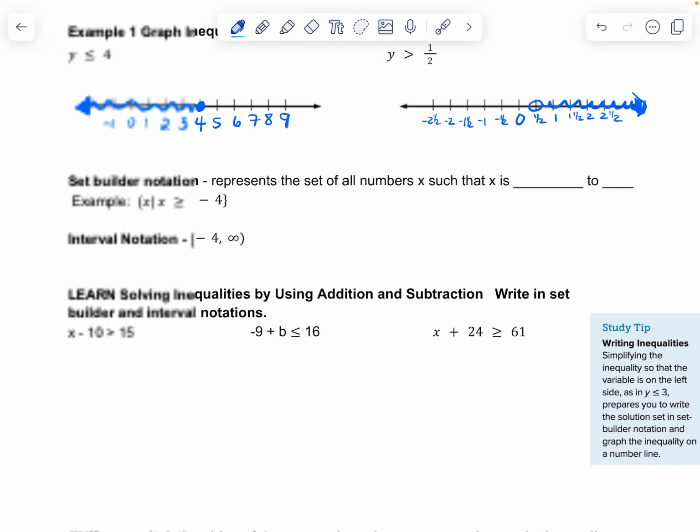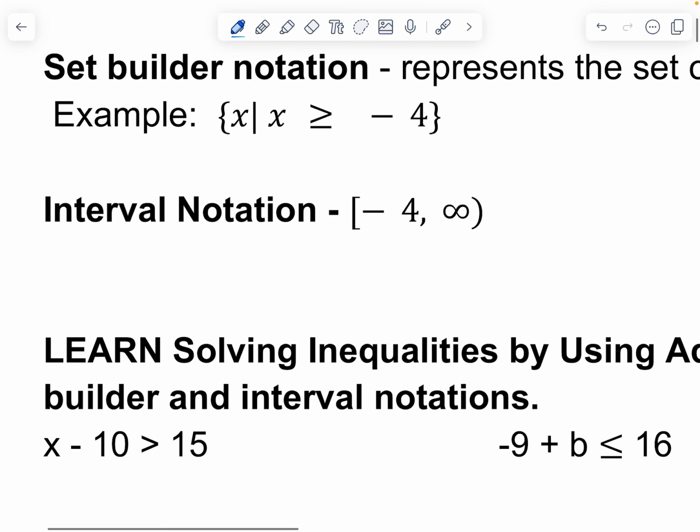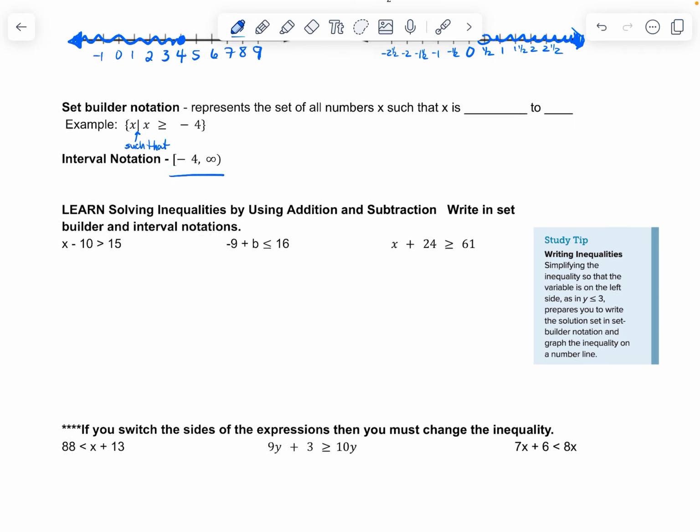Okay, so set builder notation. It represents the set of all numbers such that x is blank to blank. So if I'm looking at an example, this bar right here means such that. So you do your braces, you do x such that x is greater than or equal to negative 4. Now we learned in the other chapter to write it in interval notation like this. The smallest number is negative 4, and it includes the negative 4, and it goes all the way up to positive infinity.